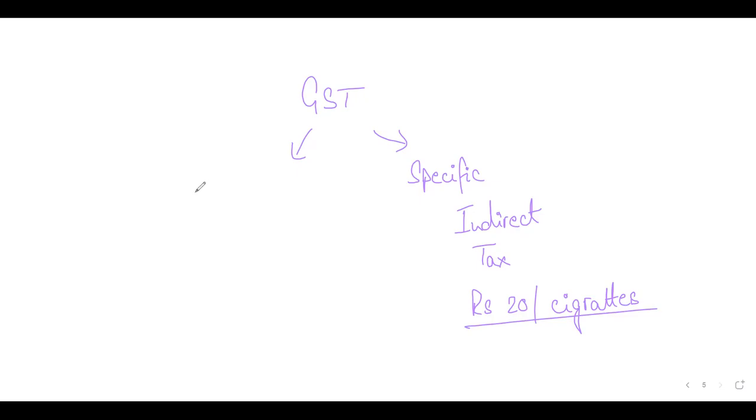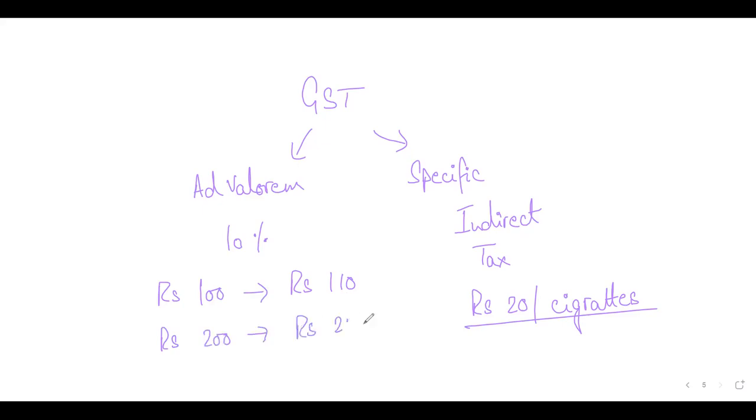On the other hand, ad valorem is a percentage. So that means it would be perhaps 10%, or 15%, or whatever. If a packet was initially 100 rupees before imposition of tax, now it would become 110 rupees, because 10% is the tax imposed by the government. If previously something was 200 rupees, now that product would rise to 220 rupees, because 10% of this is 20.